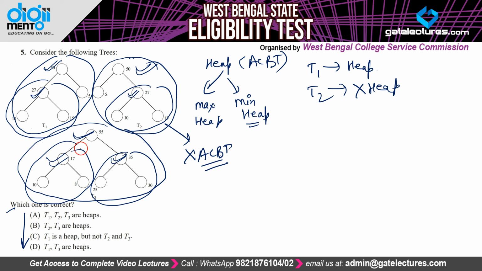So all the subtrees are following the heap property, therefore this is a heap. So T3 is also representing a heap. So the only tree that is not a heap is T2. Now option number A is wrong because it is saying all the trees are heap, that is wrong.